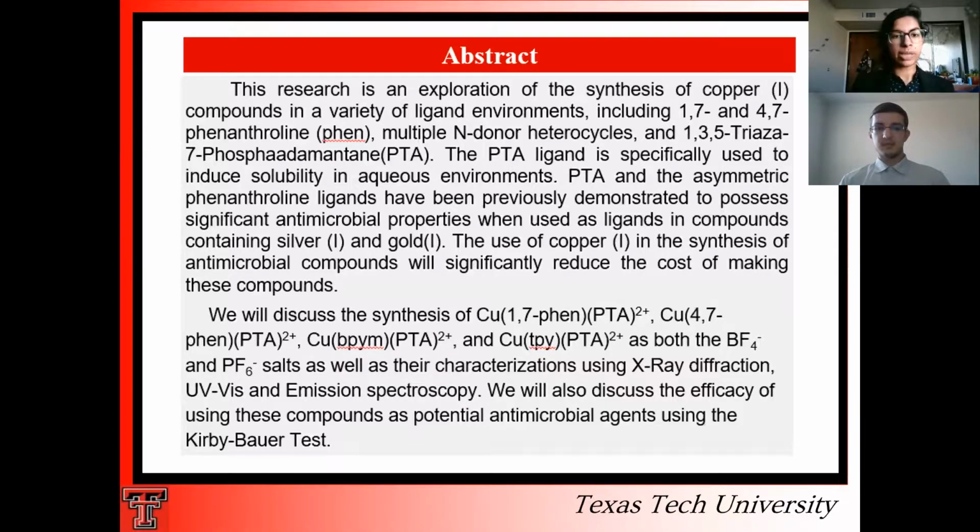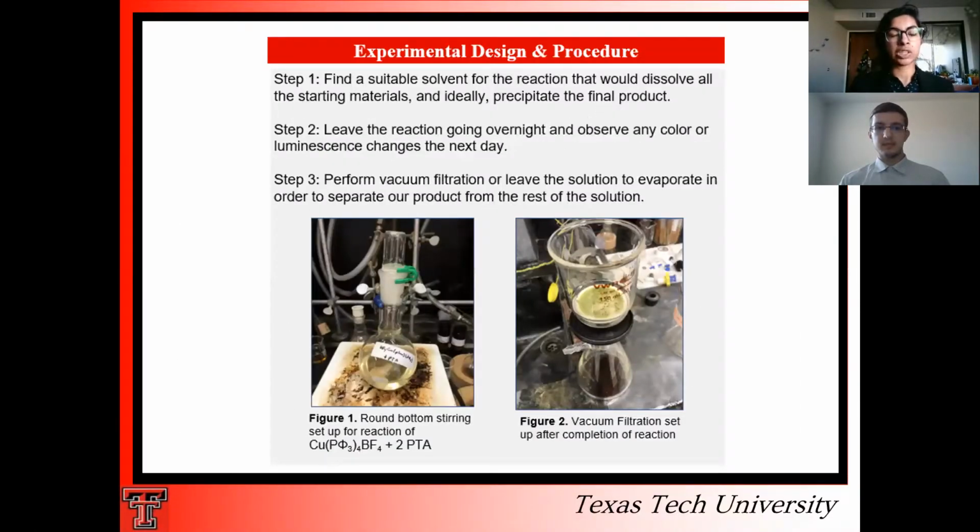So now that we've talked a little bit about what we're trying to achieve, let's talk about how we actually synthesize these compounds. So two of the major instruments that we use are one, a round bottom flask, and then two, a vacuum filtration setup. So the round bottom flask, we put our reagents into the round bottom flask. There's a magnetic stirrer, and we let it react for as long as needed, depending on what ligands we're using. We change out the solvent so that depending on whatever reagents we have, they're soluble in that solution.